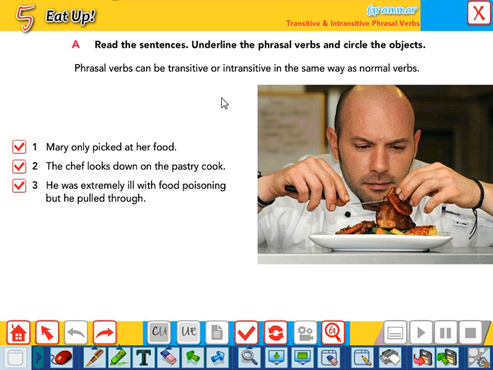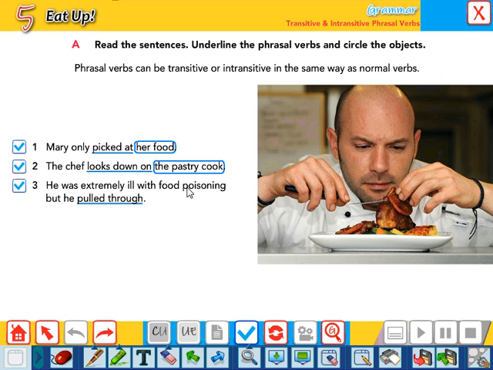Read the sentences, underline the phrasal verbs in these sentences. Mary only picked at her food. We have studied pick at, and here we have the object, her food. The chef looks down on the pastry cook. Look down on the pastry cook. He was extremely ill with food poisoning, but he pulled through. Pull through isn't followed by an object.